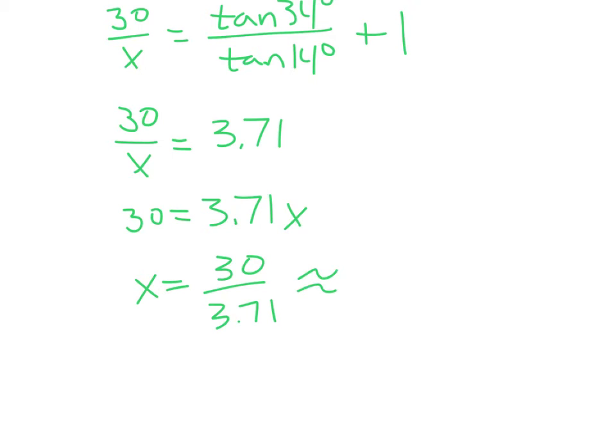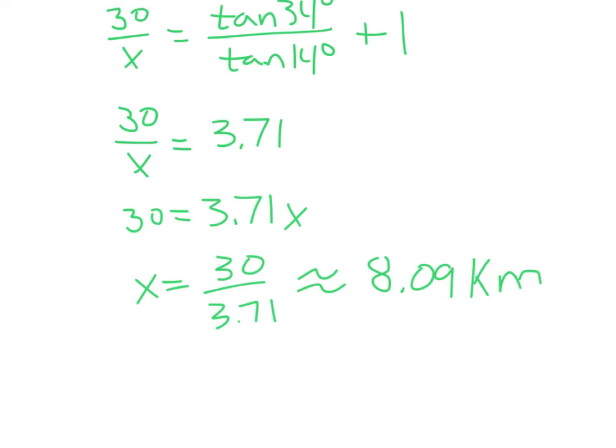And so then x equals 30 divided by 3.71. And so that is going to be roughly 8.09. And we're talking about kilometers here. Okay, so now be careful on these problems because we got to make sure that we answer the correct thing. And what we solve for is x.